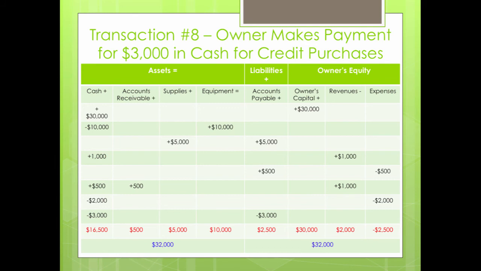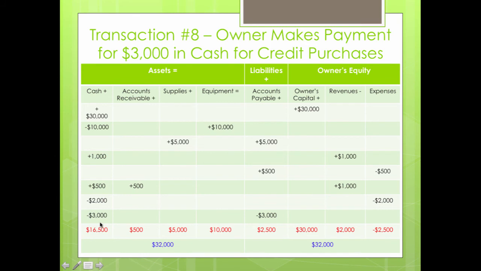Now, you think you're evaluating the books and you think that now you can start paying some of the money that you owe on your credit card. So transaction number 8 is owner makes payment for $3,000 in cash for credit purchases. We have keywords as cash and we're going to pay credit purchases. Credit purchases, remember, every time you see credit, it's accounts payable.